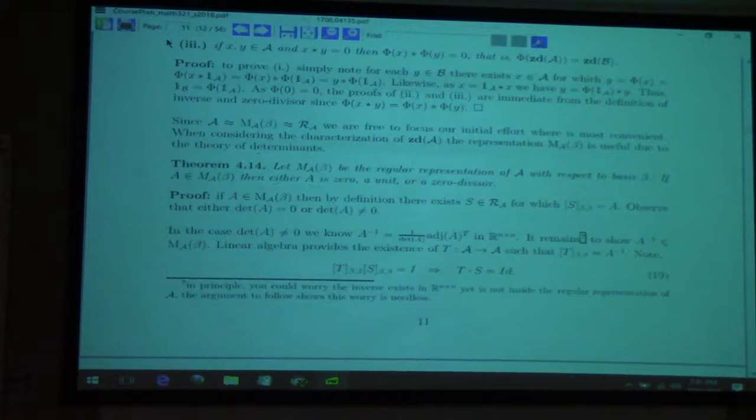Because we have an isomorphism to matrices, and for matrices we have determinants. So if I have the regular representation of A and a basis beta, then that's either 0, a unit, or a zero divisor. It's what's called a classical ring. Classical rings have a trichotomy. The elements in the classical ring are either 0, a zero divisor, or a unit. For example, Z modulo n is a classical ring. There are rings which aren't like this.